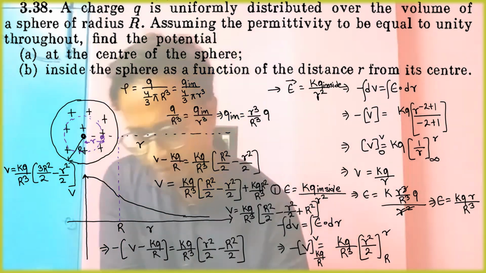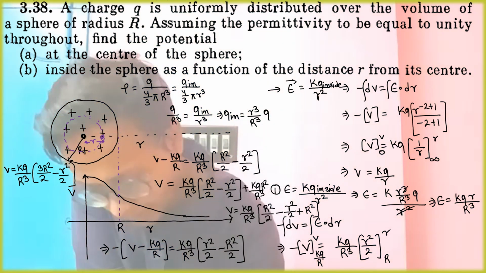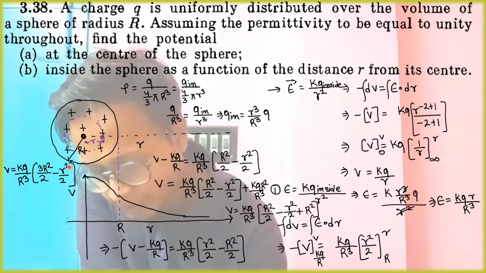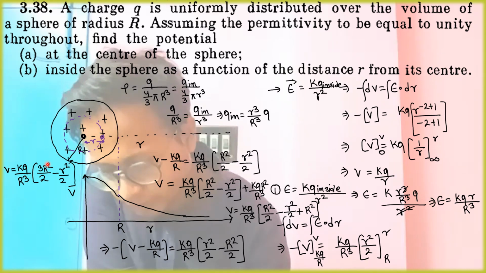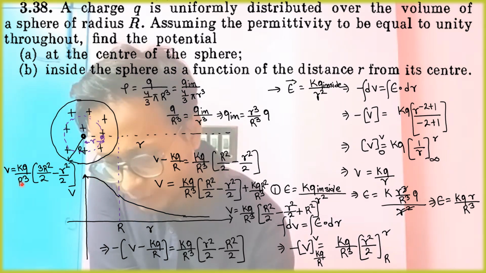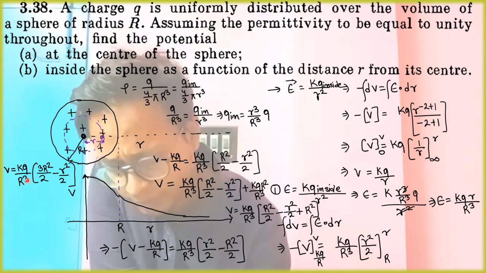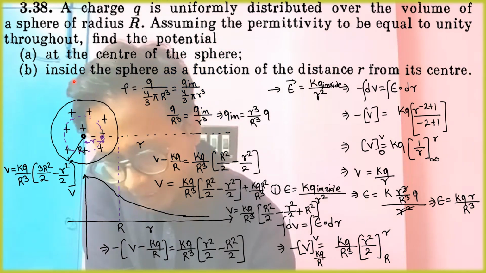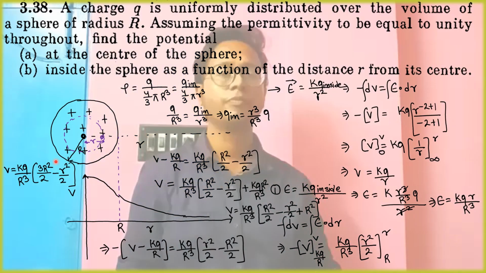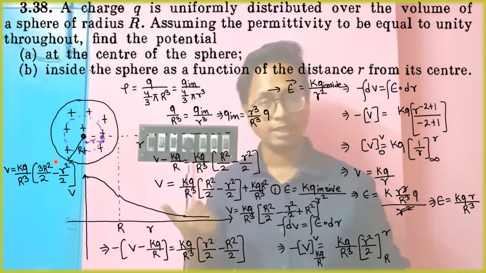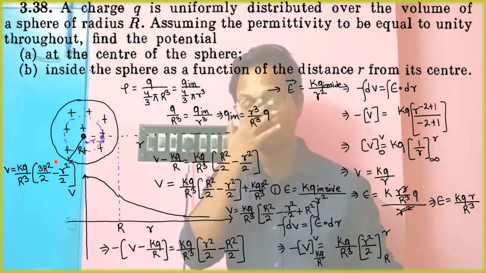So at the center of the sphere, potential is equal to kQ by R cube. Put r equals 0, so 3R square by 2 into kQ by R cube. R square and R cube would get cancelled, so it would be 3 by 2 kQ by R. Inside the sphere, as a function of distance r from the center, would have this equation or this graph. Understood?